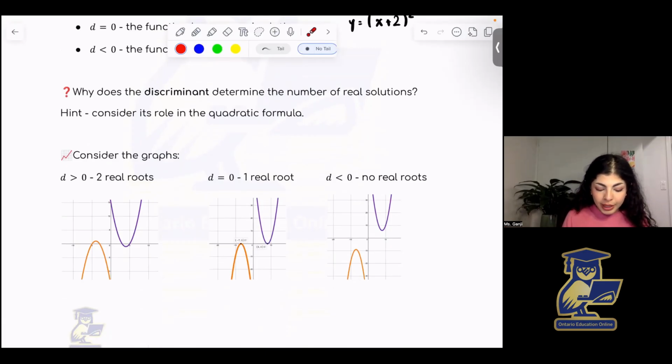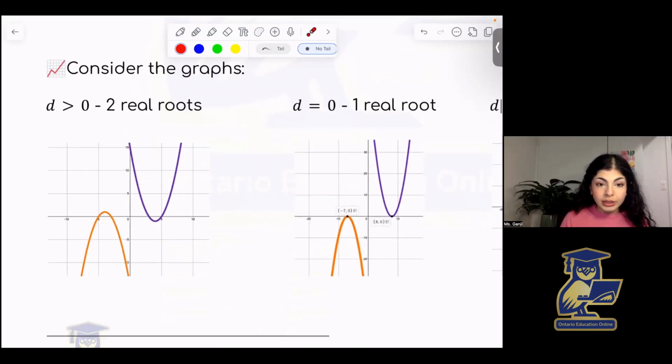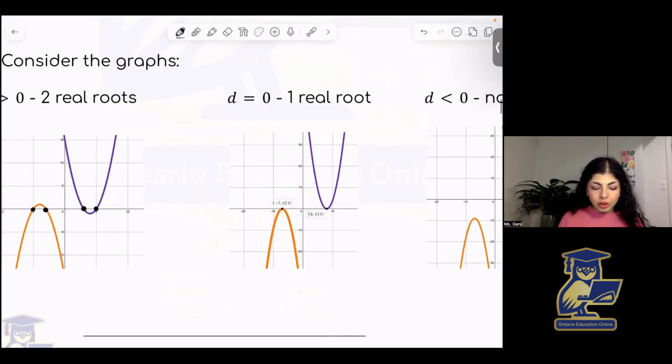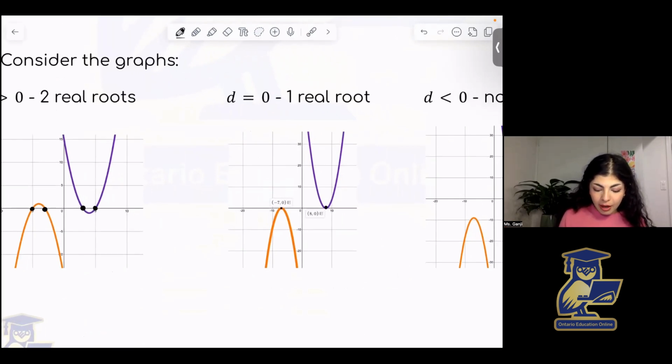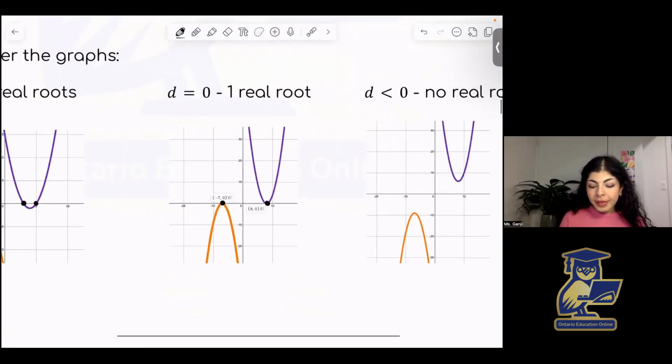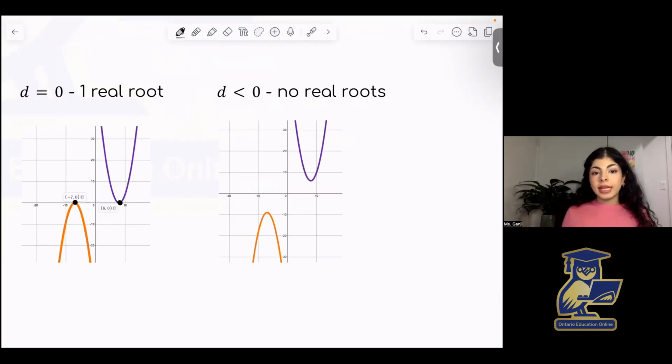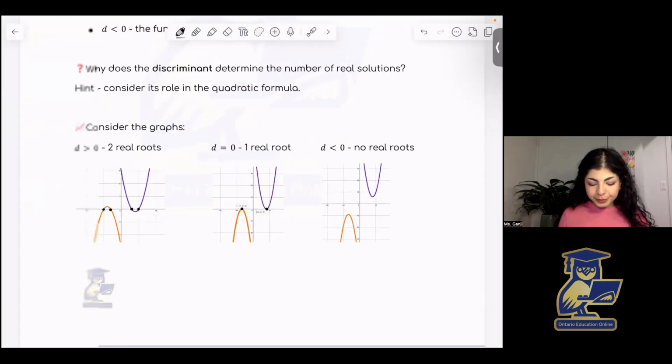So when d is greater than 0 is when we have two real roots. So as you can see in both of these, we are passing through the x-axis at two different points. When d is equal to 0, we have the case of just one real root, which is just our vertex. And when d is less than 0 is pretty much the parabolas that have been translated up or down, and they don't pass through the x-axis, so similar to these two.